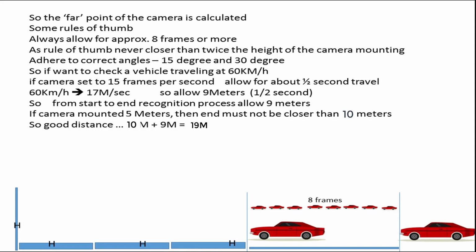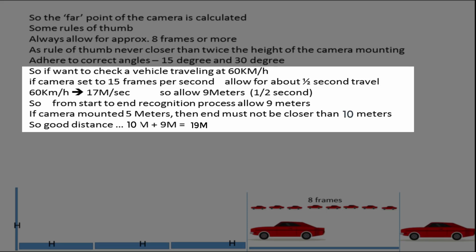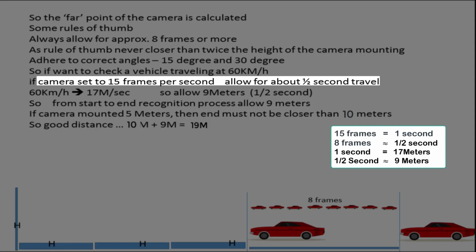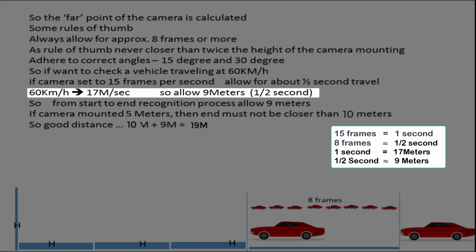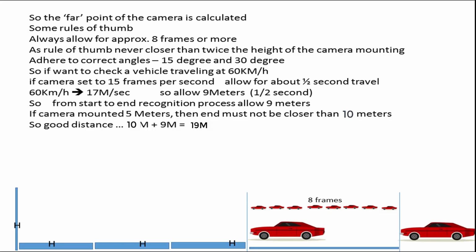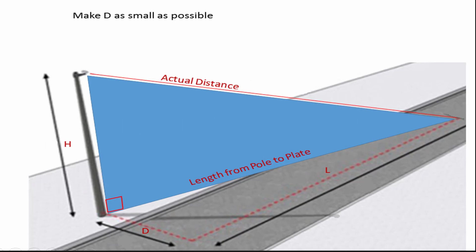Looking at the moving example, if the camera is set to 15 frames per second, then 8 frames is about half a second. A car traveling at 60 kilometers an hour is the same as 17 meters per second, so half a second is about 9 meters traveled. If the camera is mounted at 5 meters above the number plate, then the close point must be at least 5 times 2, that is 10 meters away, and the far point 19 meters away from the camera. The diagram helps visualize the site setup. Note the distance is taken from the camera to the number plate and not the base of the mounting.